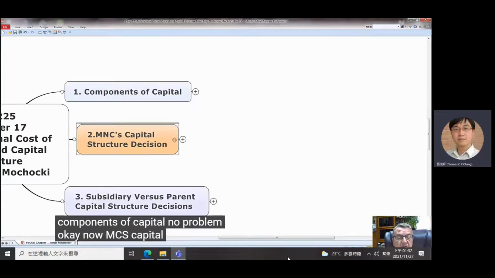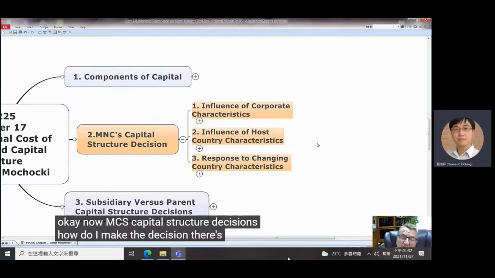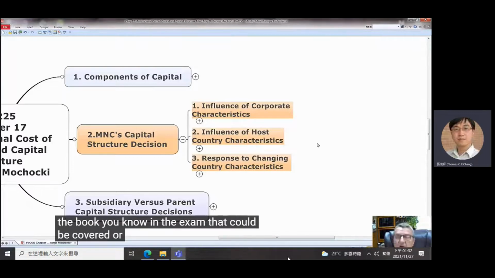Okay, now MNC capital structure decisions. How do I make the decision? The author talked about three, and here are the three main ones. And remember, I cover everything in the book, even though not everything has to be covered in the exams or in the lectures. I'll focus on what I think you need.